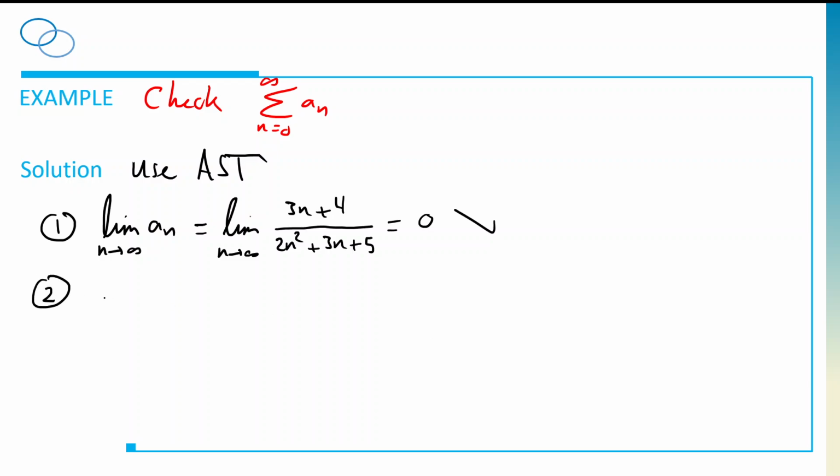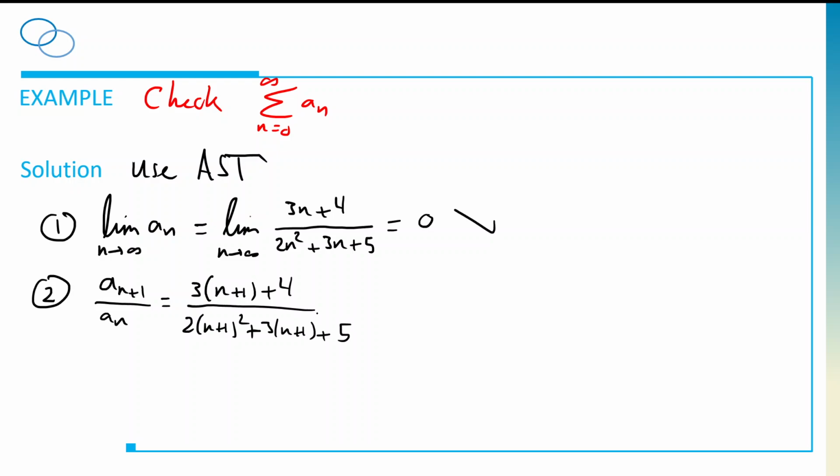Now I need to check the second one, which is the decreasing condition. So I need to check a_(n+1) over a_n. This equals what? The numerator is 3(n+1) plus 4, and the denominator is 2(n+1) squared plus 3(n+1) plus 5, times the reciprocal of a_n, which is (2n squared plus 3n plus 5) over (3n plus 4). I need to expand and simplify this.